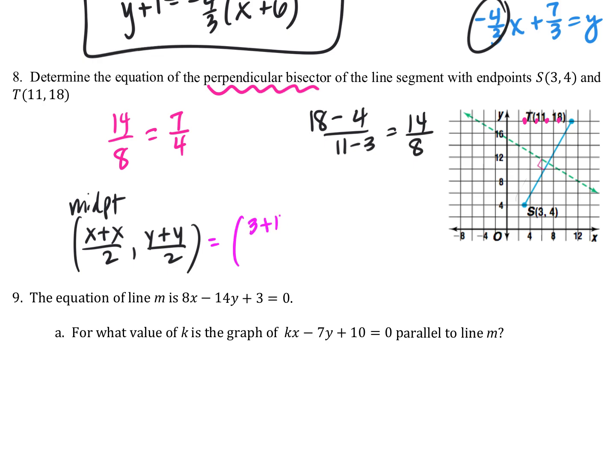Three and 11, I heard. 3 plus 11 over 2. What are my y's? 18 plus 4 over 2. Let's do this mental math. 11 plus 3, 14 divided by 2, 7. 18 plus 4, 22 divided by 2. Boom, there's our point. Thanks, Teague.